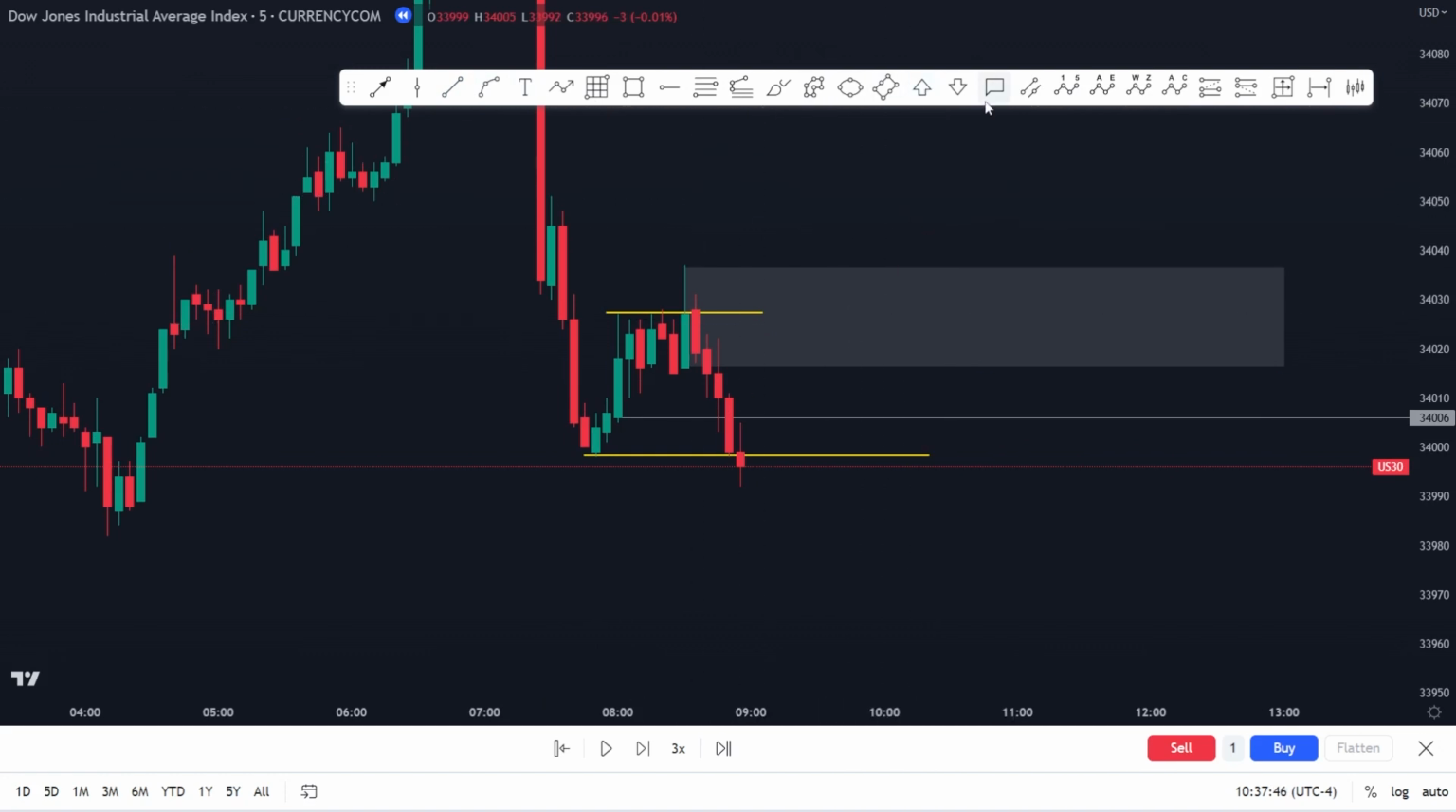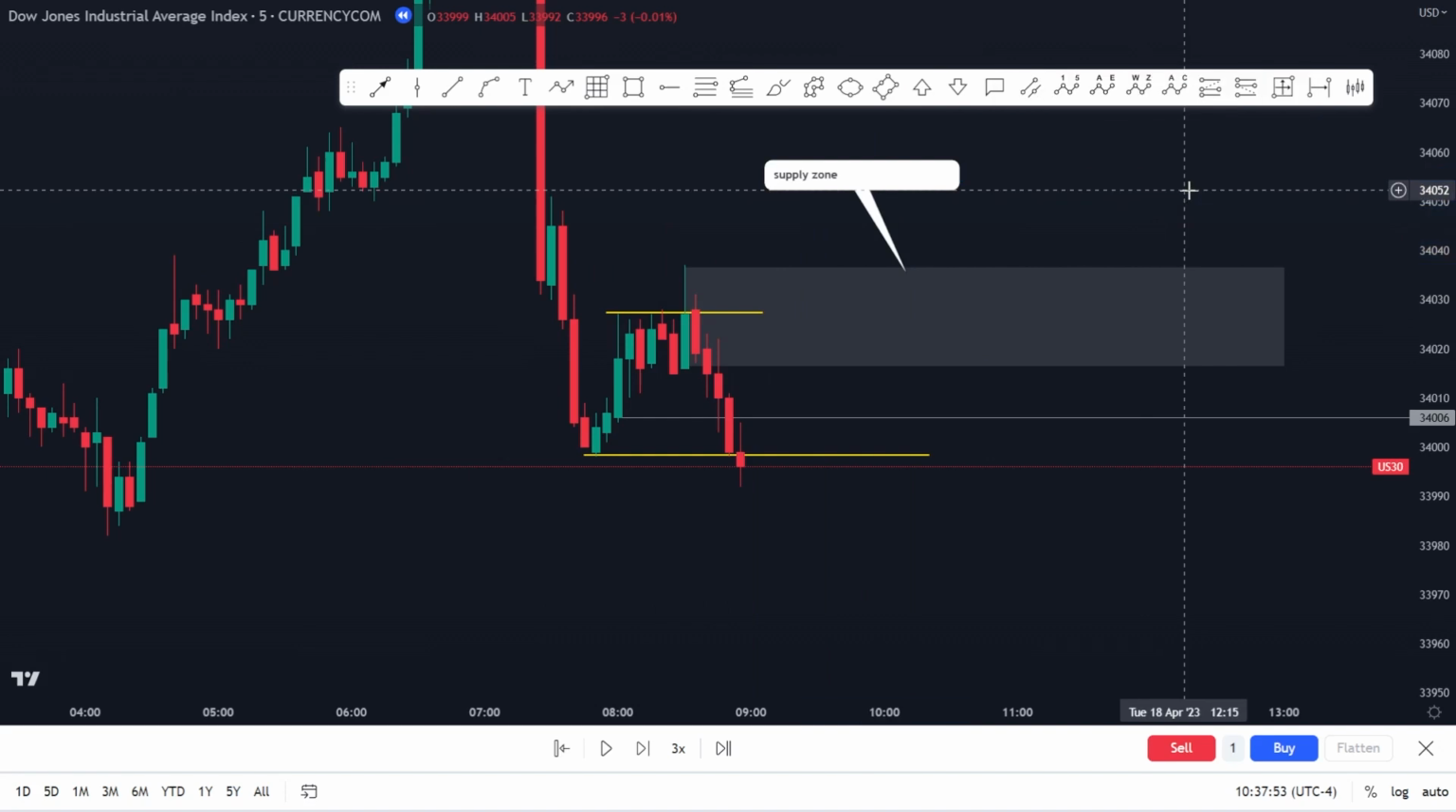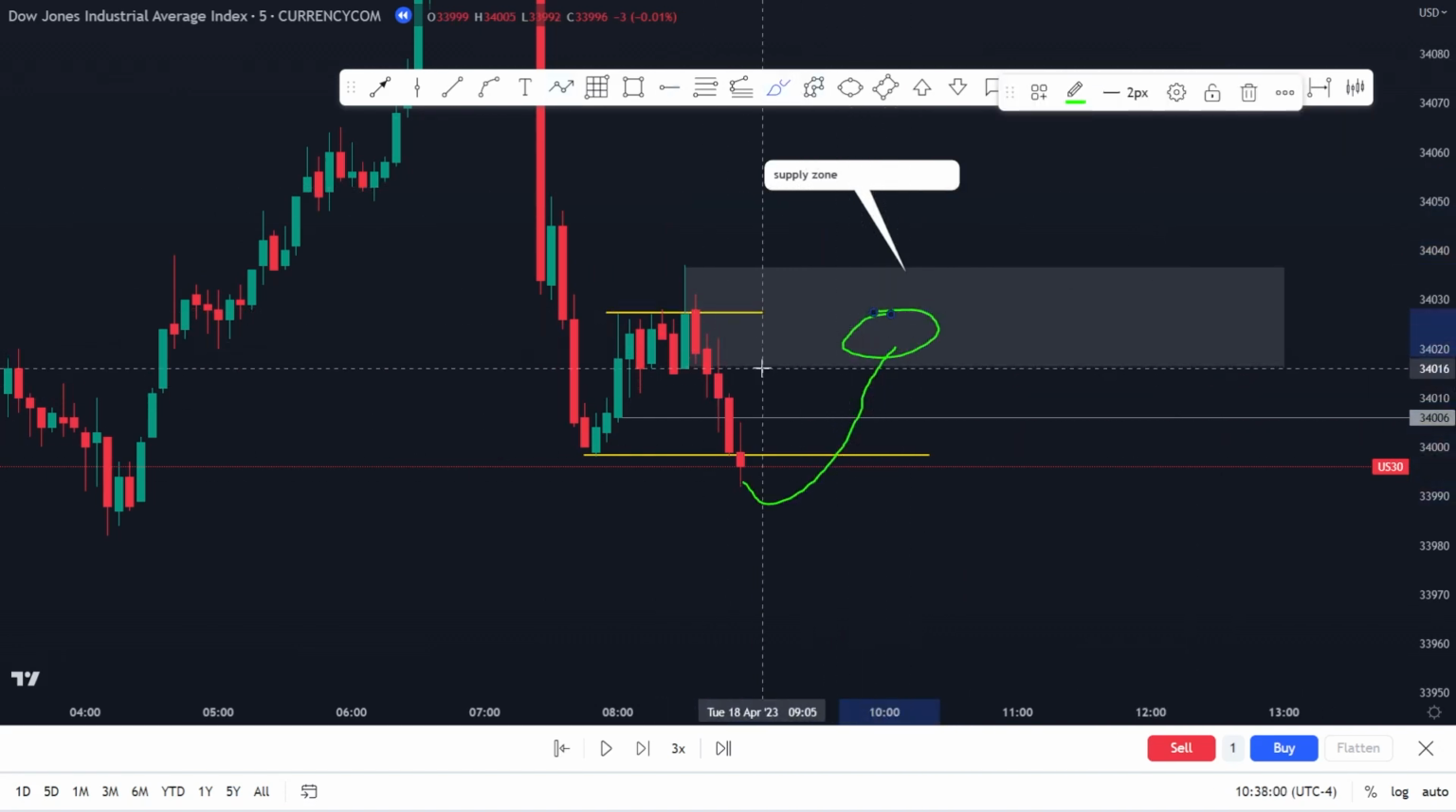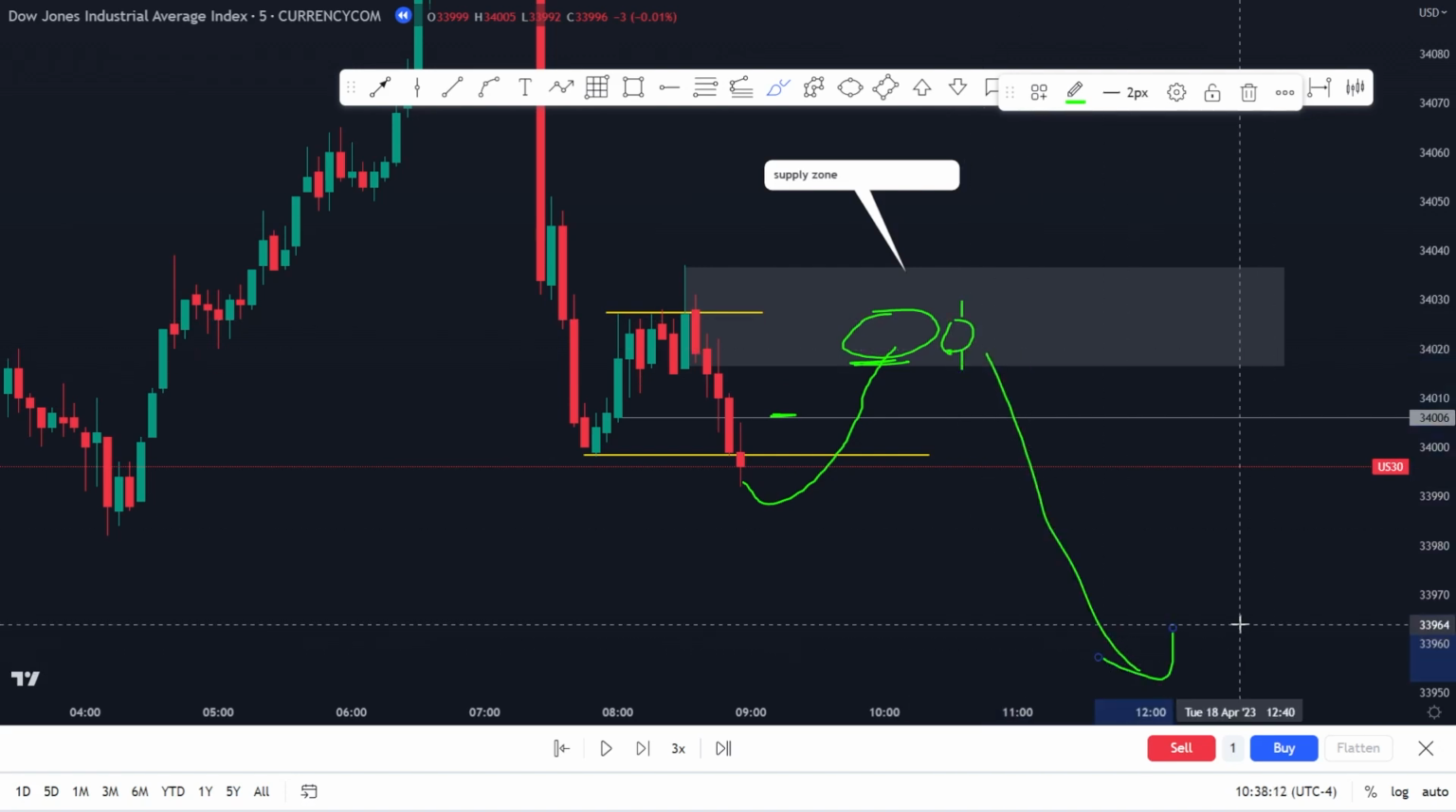And then we can see that we have a supply zone. So that means here you just wait for the market to come to this area, touch this line and trade above this line, close with a bearish candlestick here, and then trade lower. That's what you need to do only. That's all.